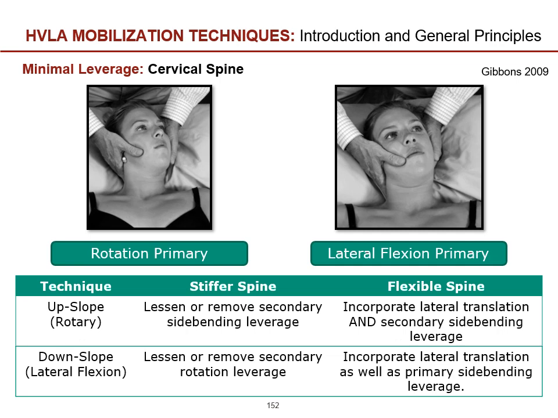And it's very similar. You can see what is otherwise applied when you do a downslope technique or lateral flexion as the primary lever. You're going to lessen or remove the secondary rotation lever in the stiffer spine. And then with the flexible spine, incorporate lateral translation as well as secondary rotation leverage as an additional means to create that minimal leverage positioning.